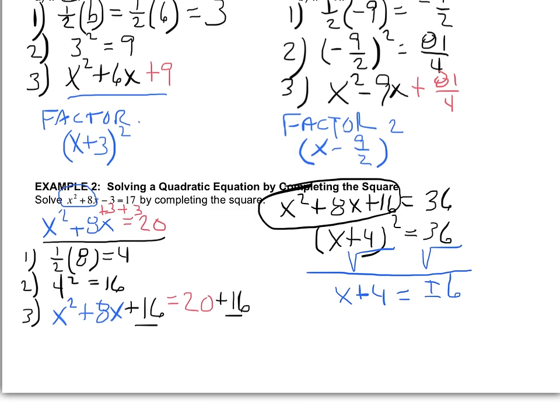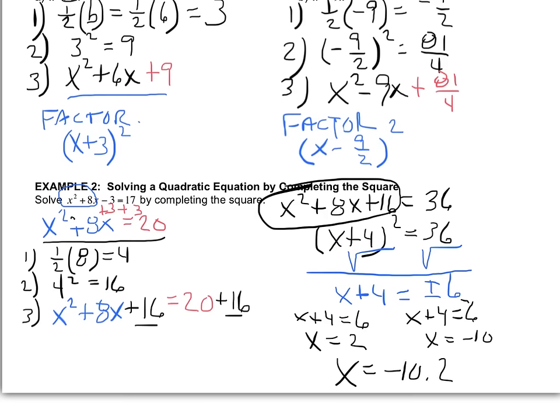Once I have this plus or minus square root of 36, I then look at x plus 4 equals 6 and x plus 4 equals negative 6, and I solve by subtracting 4's. x equals 2, x equals negative 10. So my solutions are negative 10, comma 2. Again, we're finding answers to this quadratic without doing graphing, which is a good thing, but we have to make sure we can work through our algebraic steps.